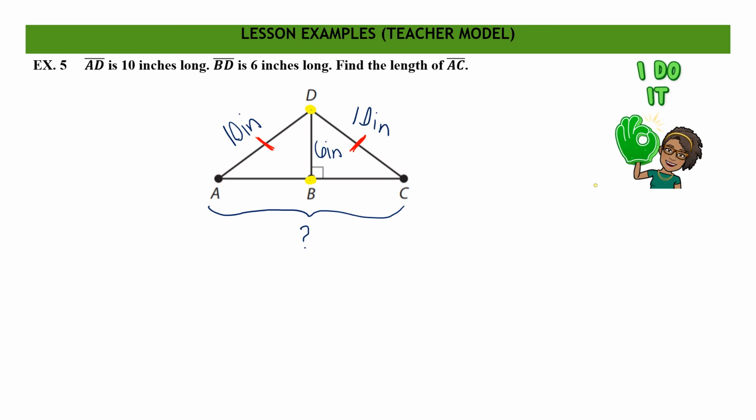D from A and D from C have the same measure. So I know that if I have some point that is the same measure from an endpoint of a segment, that point has to be on the perpendicular bisector. We just learned that. So I can easily say that segment BD is our perpendicular bisector.